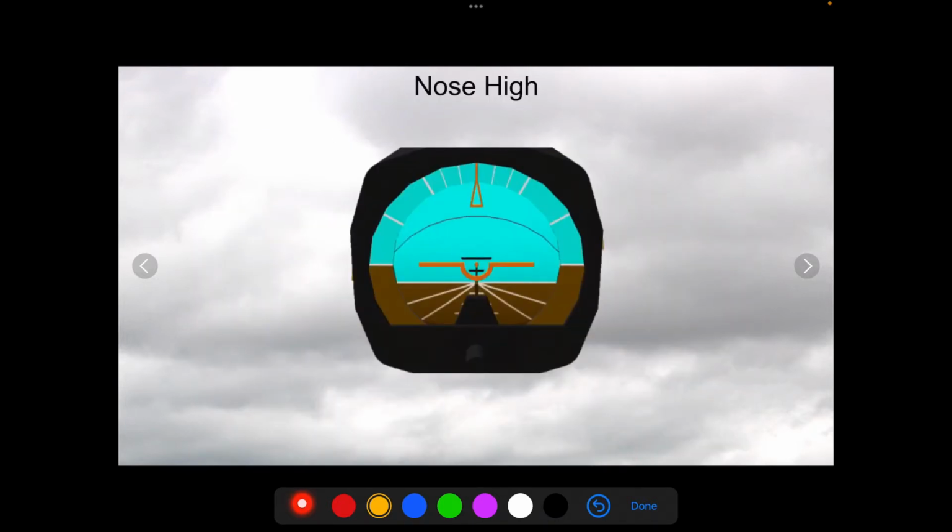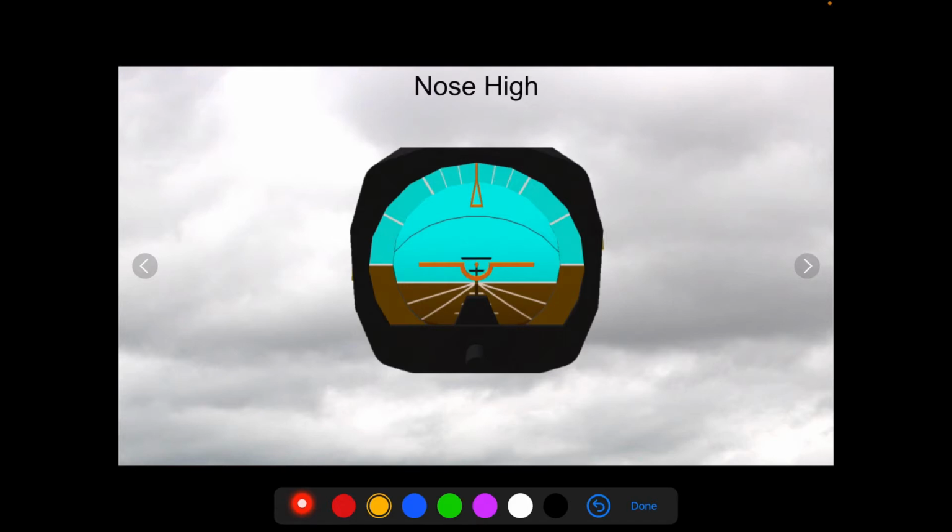Now, the attitude indicator is a great tool to be able to do this. It should be the first thing you look at when you want to determine your unusual attitude or your attitude, especially when you can't see out your window. It's very cloudy. So in order to diagnose a nose high attitude, you first have to understand what an attitude indicator is telling you.